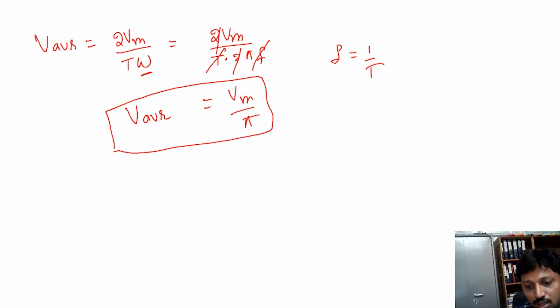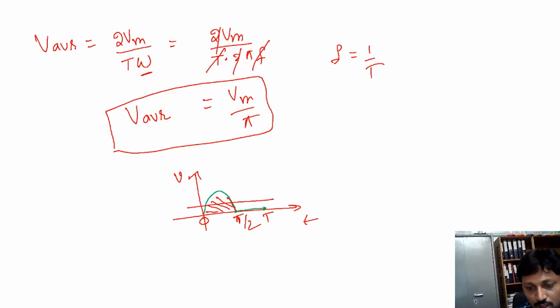So this is your signal of a rectifier, and we have found the average value for this signal. This is 0, this is T, and this is T by 2. Here the average value V average is equal to Vm by pi. For a full wave rectifier it is 2 Vm by pi, but for a half wave rectifier it is Vm by pi. So this is the important equation.